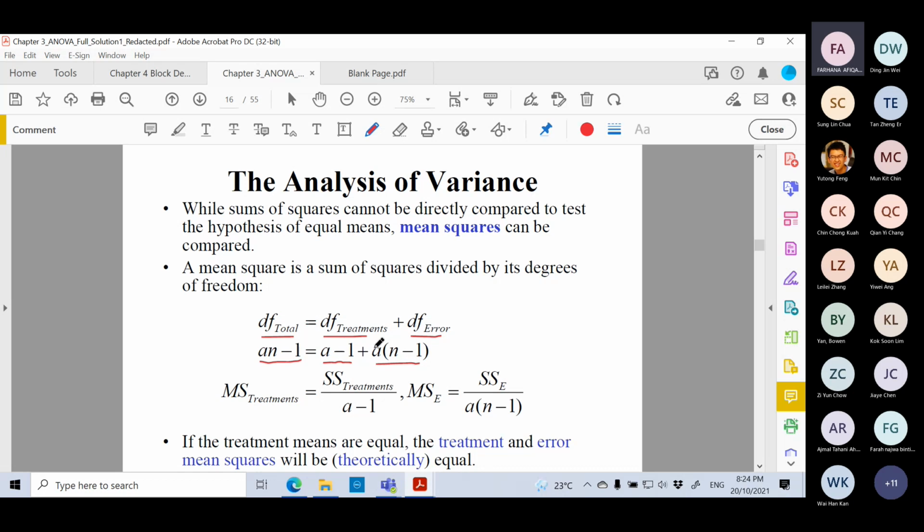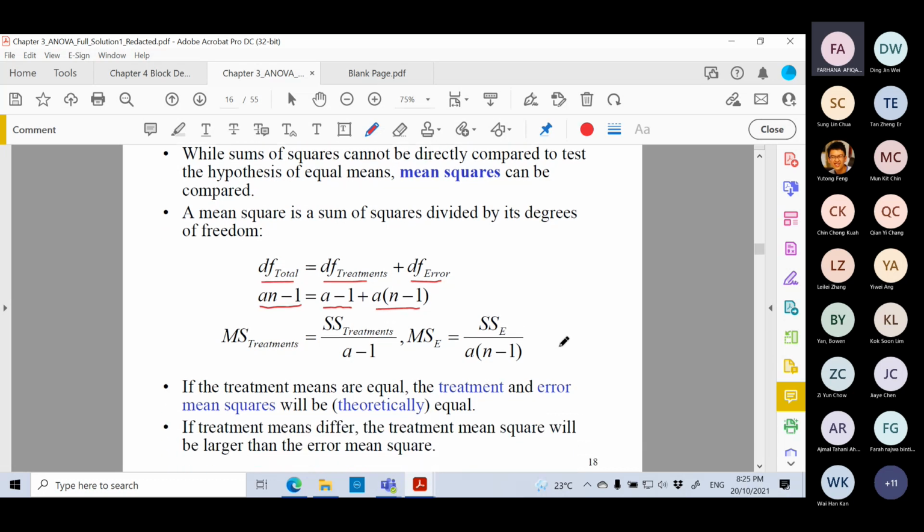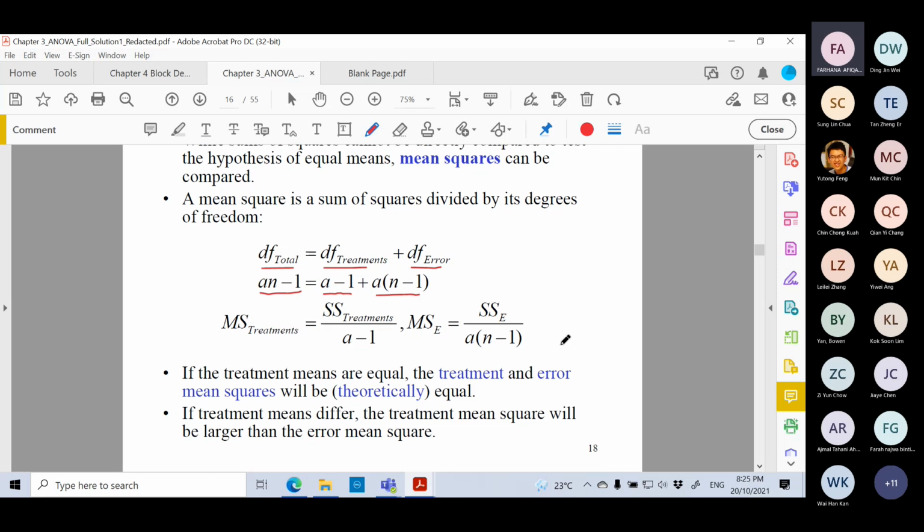Okay, so once we know the degrees of freedom, if you take the sum of squares from just now and divide it by the degree of freedom, you will get your mean square. MS refers to the mean square. This one is the mean square for treatment. This one is the mean square for the error. Now that we have the mean squares, we can compare them using the ANOVA table. So finally you need to calculate the mean square.